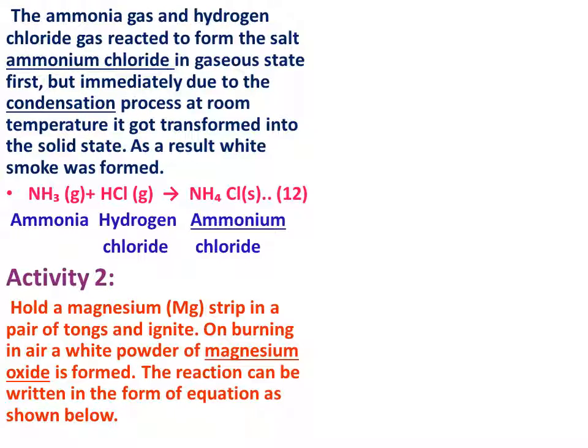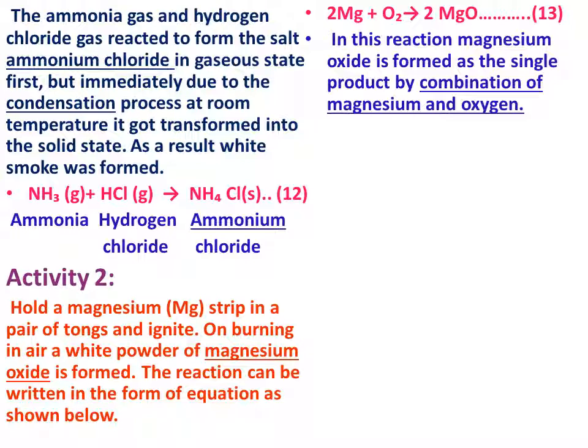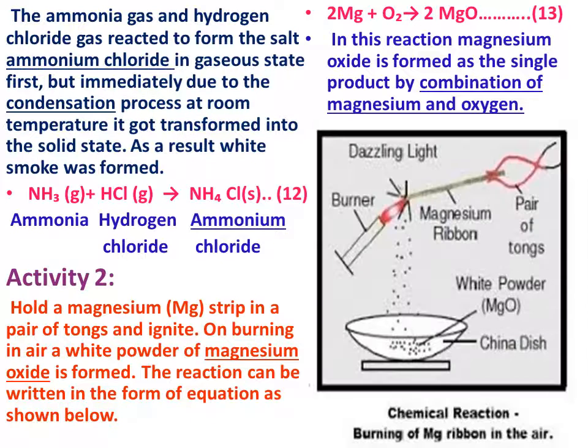Activity 2. Here, hold a magnesium strip in a pair of tongs and ignite. On burning in air, a white powder of magnesium oxide is formed. The reaction can be written in the form of an equation as shown below: 2 Mg plus O2, then the formation of 2 MgO, magnesium oxide, and this is equation number 13. In this reaction, magnesium oxide is formed as a single product by combination of magnesium and oxygen.